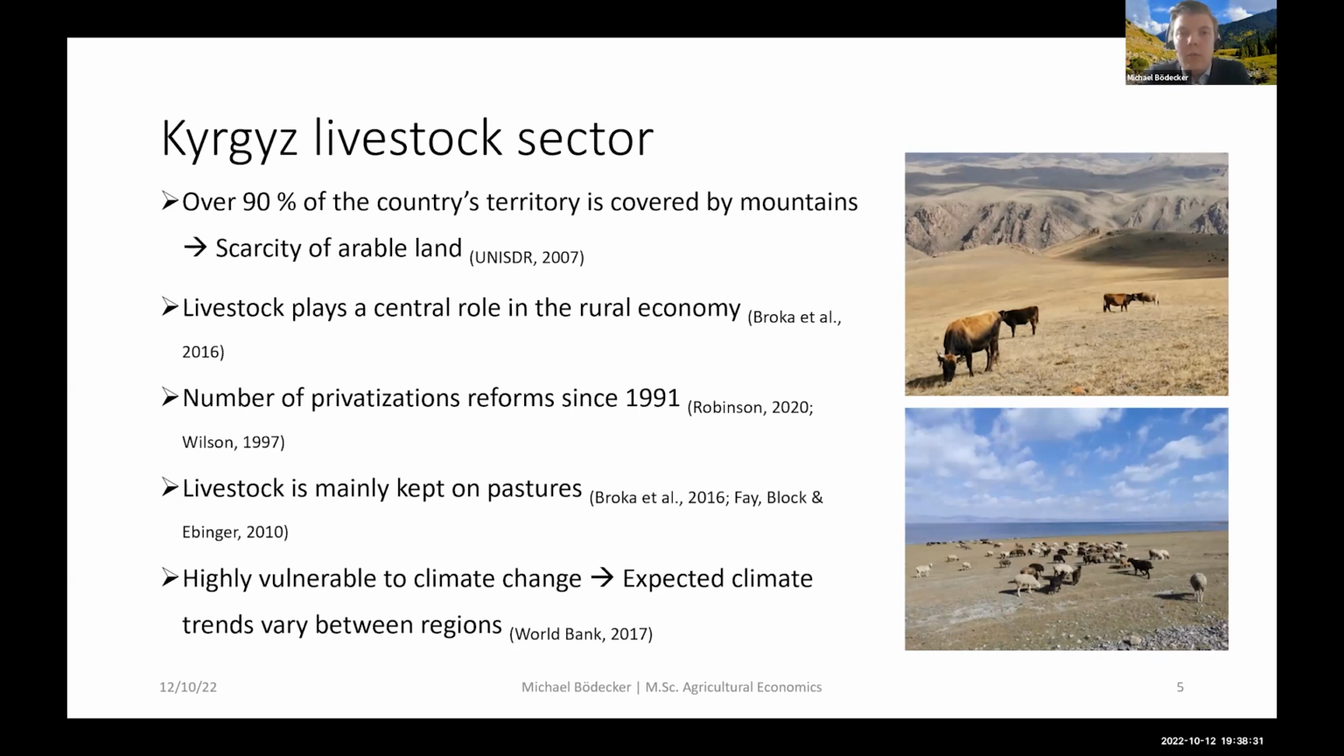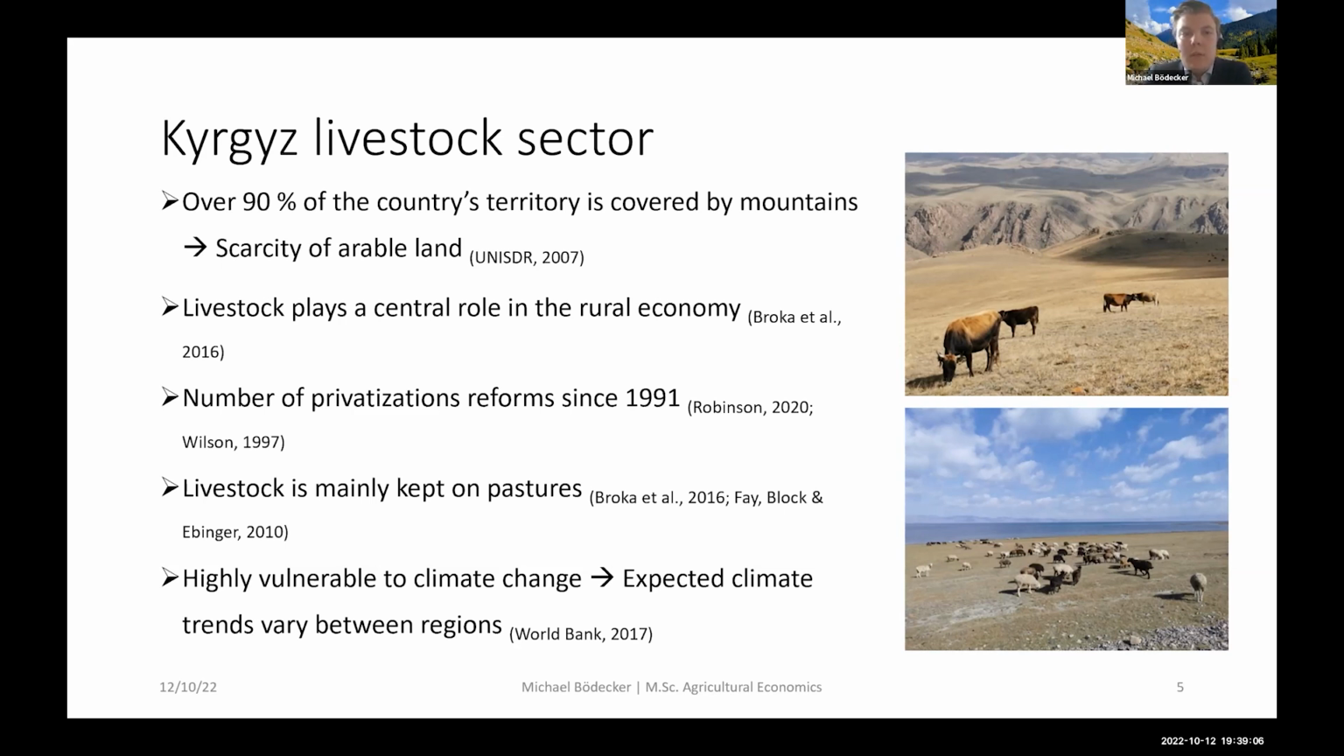So Kyrgyzstan is particularly interesting to investigate the livestock keeping sector. Also, Kyrgyzstan is exposed to climate change. It's supposed to be one of the countries most vulnerable to climate change, and most experts agree that weather extremes will increase in the future. We already know that risk preferences are very central in farming processes. So that's why it's important to know how these weather extremes shape the risk behavior of livestock keepers.